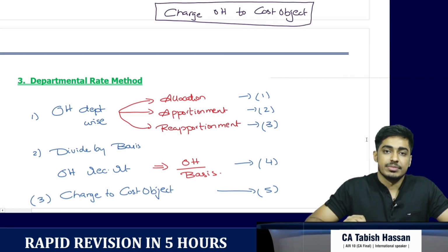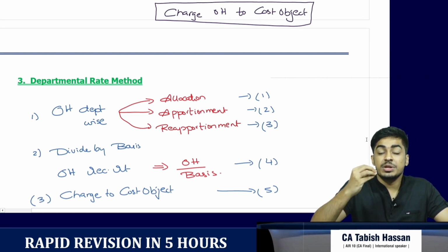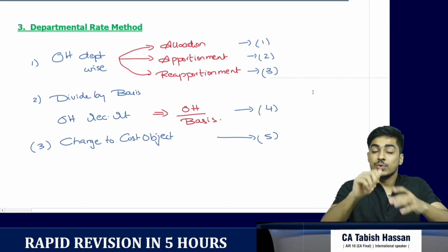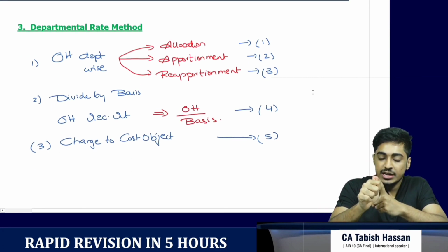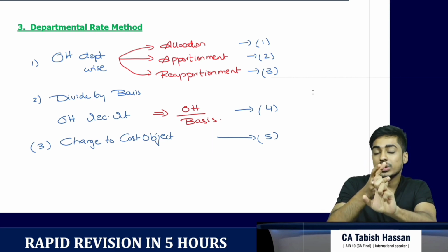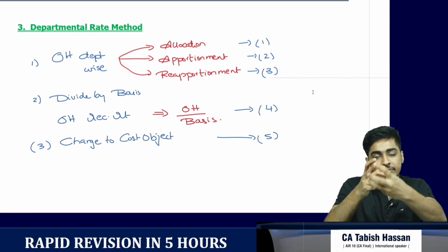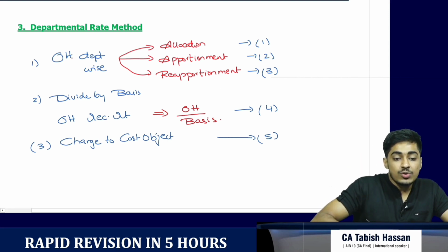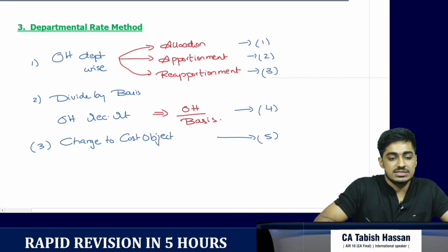Now let's go deeper. So let's go into departmental rate method and see how it functions. So what do we want? We want the total overhead department wise. Then we divide it by the basis, we get the overhead recovery rate, and based on the overhead recovery rate, we charge the cost to cost object. Simple. So how do we get the overhead department wise?